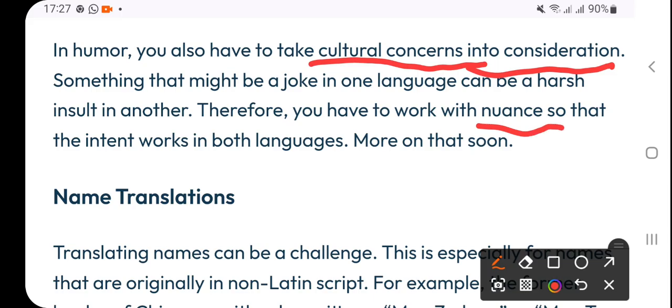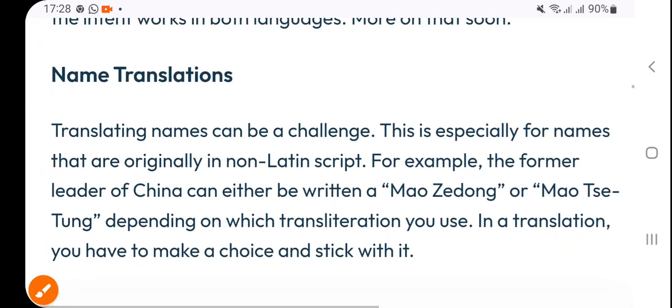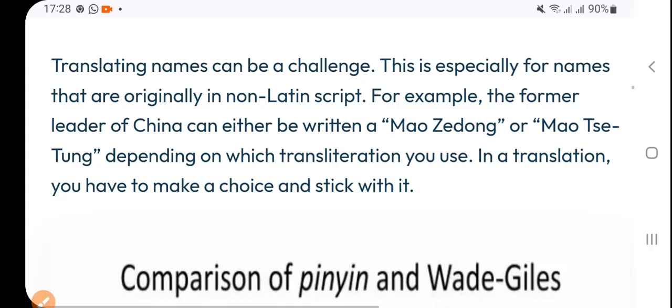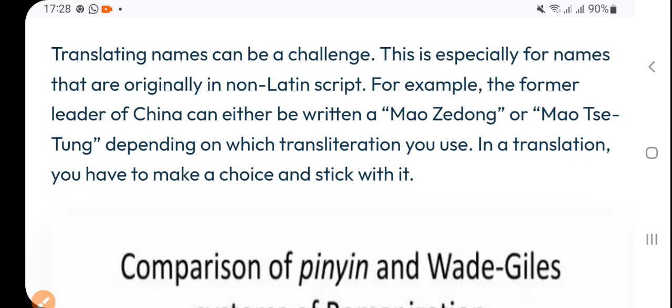Very small things you have to take care of, so that the intent works in both languages. More on that, right? Now name translation. Translating names can be a challenge. This is especially so for names that are originally in non-Latin script.